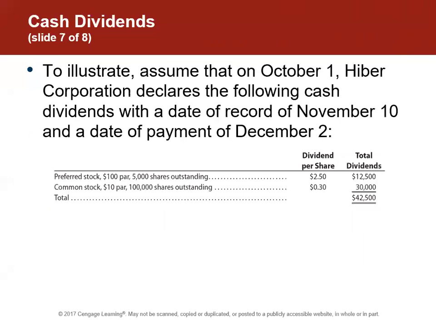And they're showing us the total dividends that we're paying out because we declared on our preferred stockholders a $2.50 dividend per share. Well, there's 5,000 shares at $2.50, so we're paying $12,500 to preferred stockholders, and then a 30-cent dividend per share to common stock. So 100,000 shares times 30 cents, 30,000. So all total, we're paying a cash dividend of $42,500. So that date of declaration is October 1st, date of record is November 10th, date of payment is December 2nd.